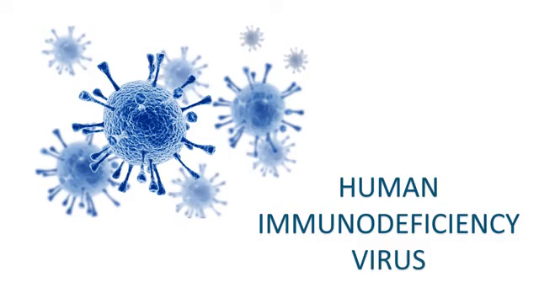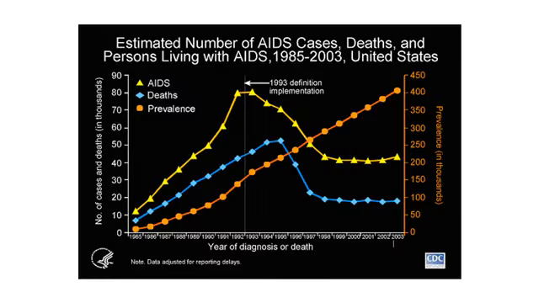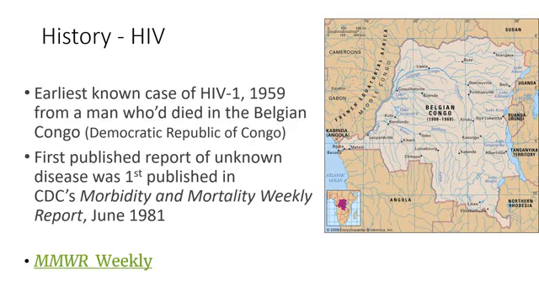All right, so continuing on with our module on viruses, we'll next talk about the human immunodeficiency virus, which you've likely heard called HIV. The history of this: the first case was found in the Belgian Congo, which is now the Democratic Republic of Congo, and it was a man who died with the constellation of symptoms in 1959. They didn't know what caused it, but that constellation of symptoms soon became known as HIV and AIDS.